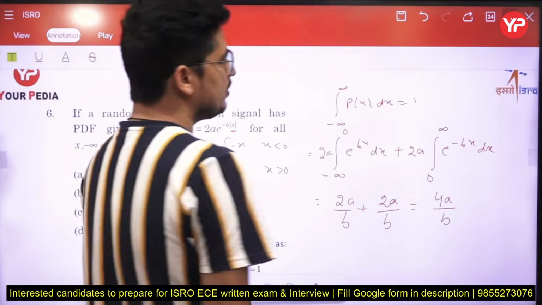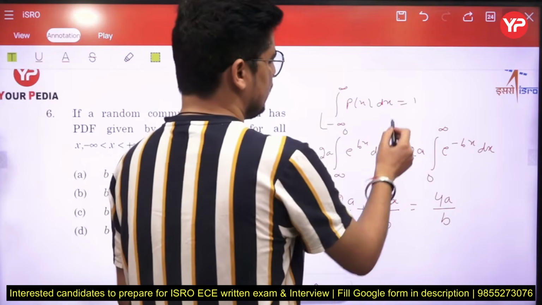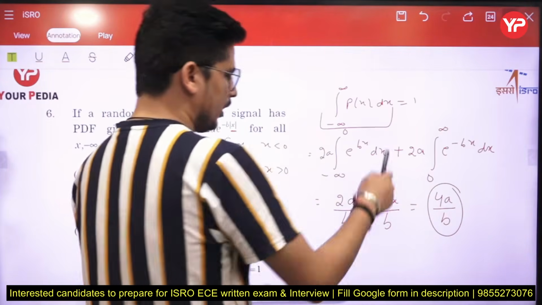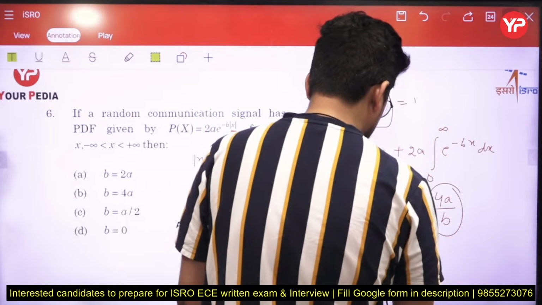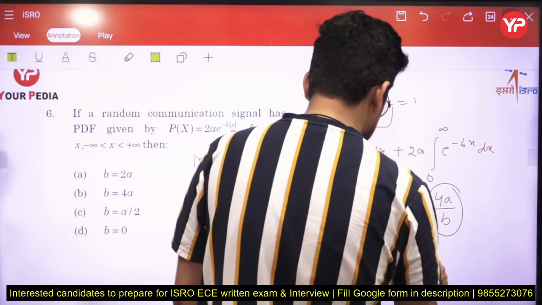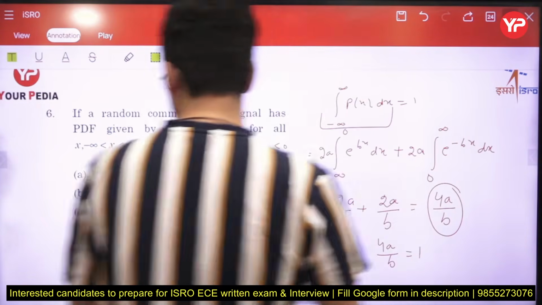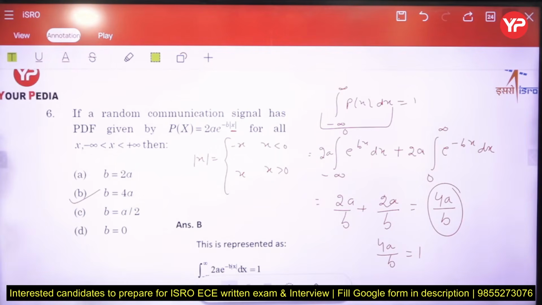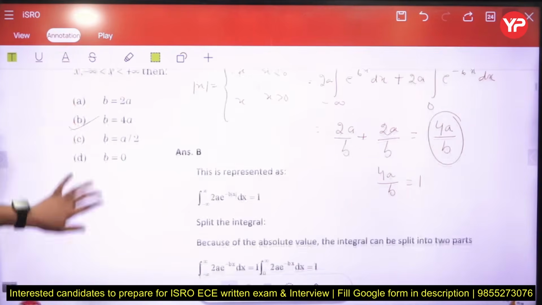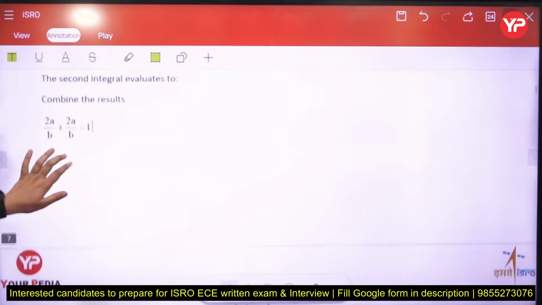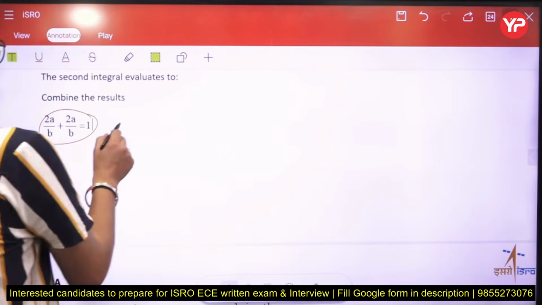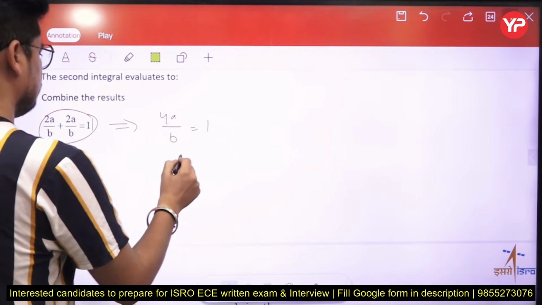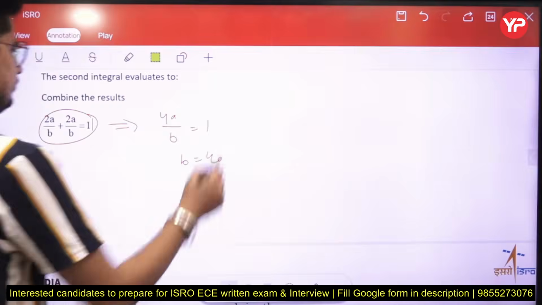And if it is a valid PDF, we calculate this integration first. If it is a valid PDF, then this value should be equal to 1. So 4a upon b is equal to 1. So what will be the relation? b is equal to 4a, right? So the answer will be B. From here it should be b is equal to 4a.